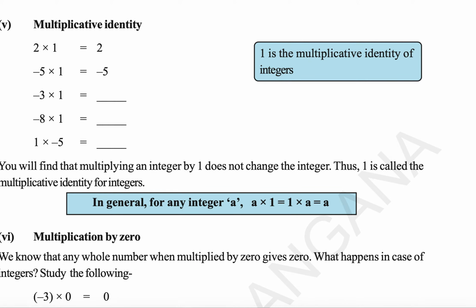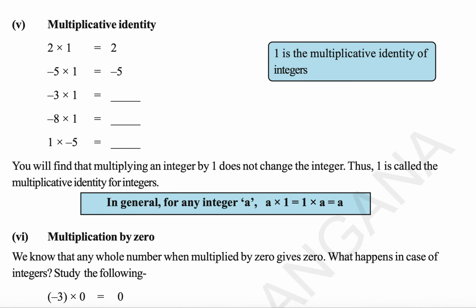So what is the multiplicative identity? 1 is the multiplicative identity of integers. If you multiply with the multiplicative identity, you will get the same integer. 2 into 1 is 2, minus 5 into 1 is minus 5, and 1 into minus 5 is minus 5. So in general for any integer a, a into 1 equals 1 into a equals a.